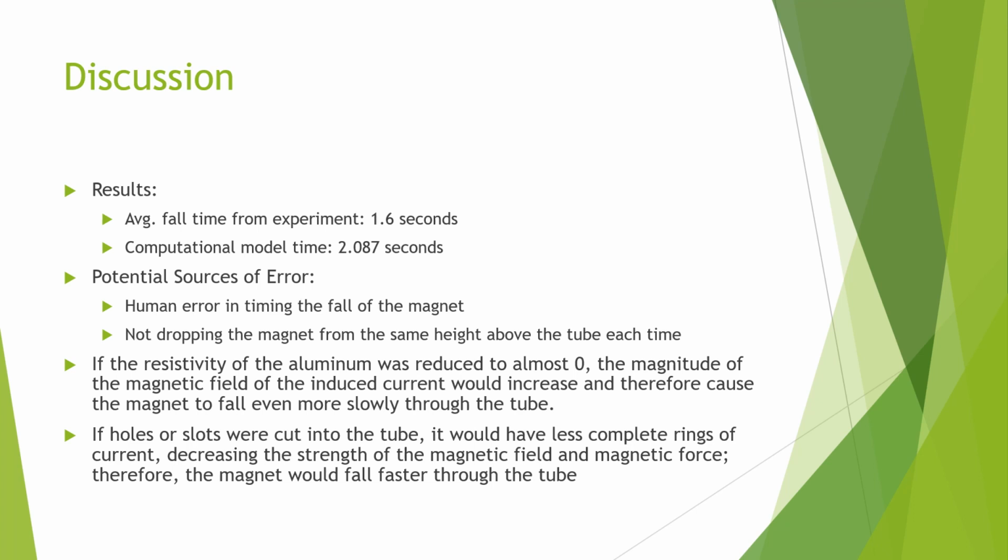To answer the first what if question, if the resistivity of the aluminum is reduced to almost zero, the magnitude of the magnetic field of the induced current would increase and therefore cause the magnet to fall even more slowly through the tube. And to answer the second what if question, if holes or slots were cut into the tube, it would have fewer complete rings of current, therefore decreasing the strength of the magnetic field and magnetic force. Because of this, the magnet would fall faster through the tube.